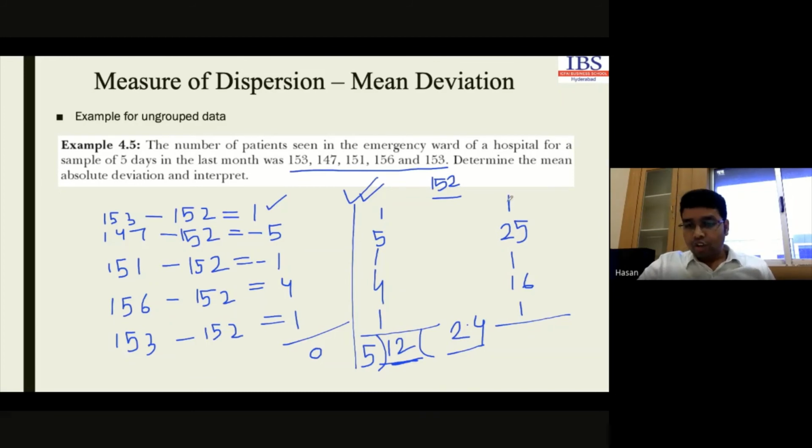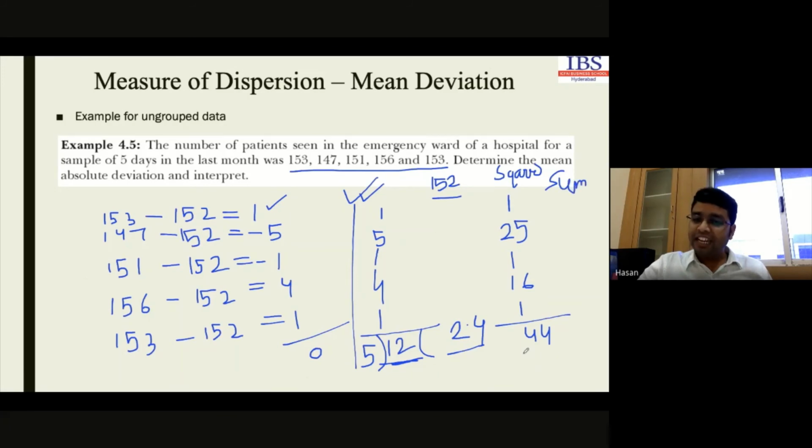Okay. Now we take the sum of the squared deviations. How much will the sum be? 19 plus 25 is 44, right? This sum is 44. So this is the squared sum. We take the deviation, make it squared, and take the sum.